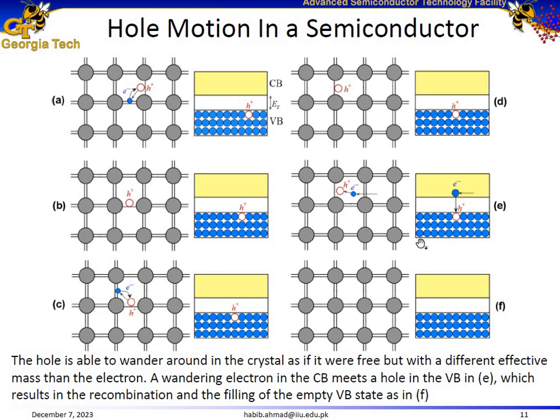Then another possibility is that if there are free electrons inside this crystal lattice, then an electron could actually jump over here, filling this vacancy, and recombine, resulting in the annihilation of this electron-hole pair. And in terms of the conduction band and valence band, we can say that an electron actually jumped from the conduction band to the valence band, resulting in the recombination of these carriers.